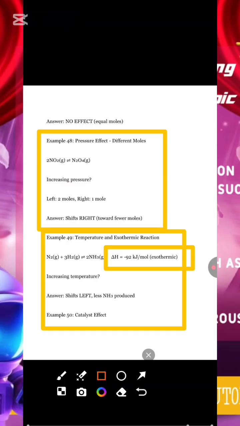So the answer is that equilibrium will shift to the left, leading to more production of nitrogen and hydrogen and less production of ammonia.